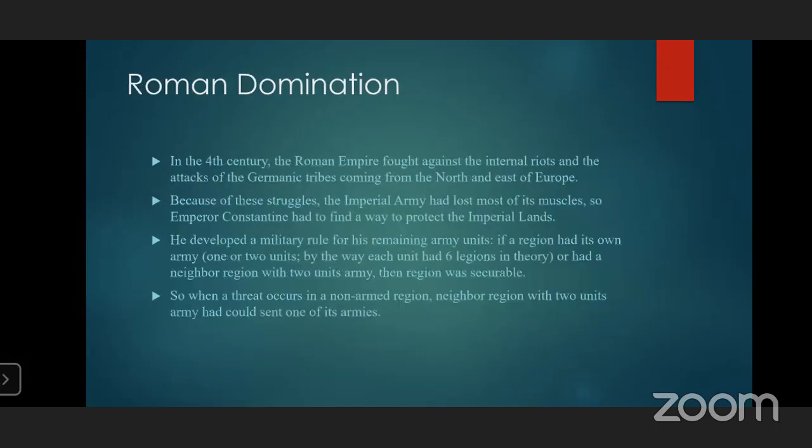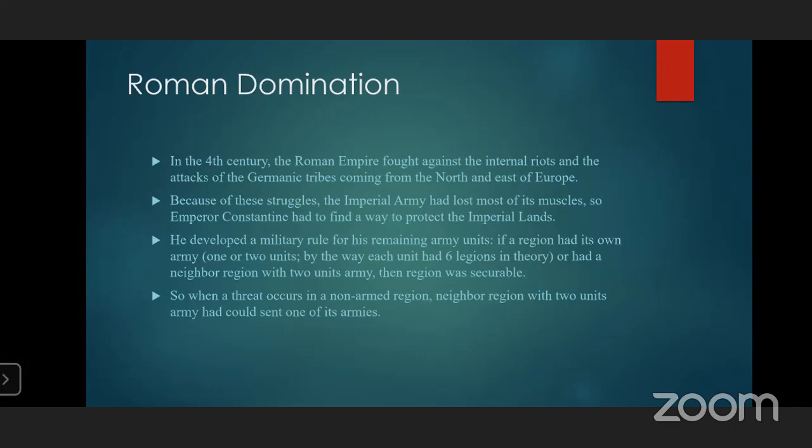Let's start with Roman domination's historical part. In the 4th century, the Roman Empire fought against internal riots and the attacks of the Germanic tribes coming from north and east of Europe. Because of these struggles, the imperial army had lost most of its muscle, so Emperor Constantine had to find a way to protect the imperial lands. He developed a military rule for his remaining army units.